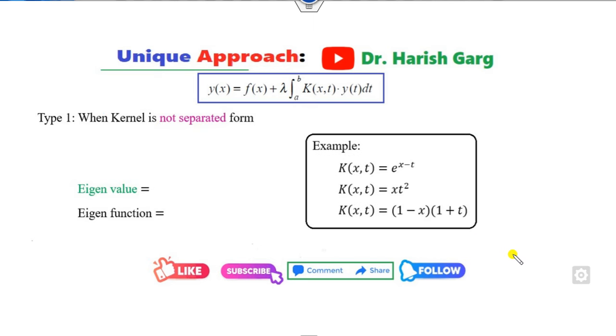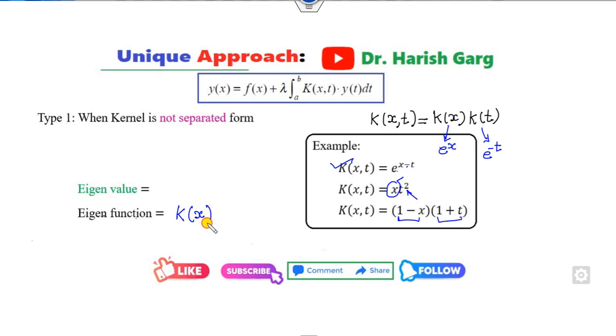Now, how can you find the eigenvalues and the eigenfunction when the kernel is of this form, that is, the not separated form? Your first target is to write this function in the form of k of x, k of t. What is the meaning of that? In this case, what is my k(x)? For the first example, e raised to power x. What is the function of t? e raised to power minus t. This is a function of x and this is a function of t. The eigenfunction is always my k of x.